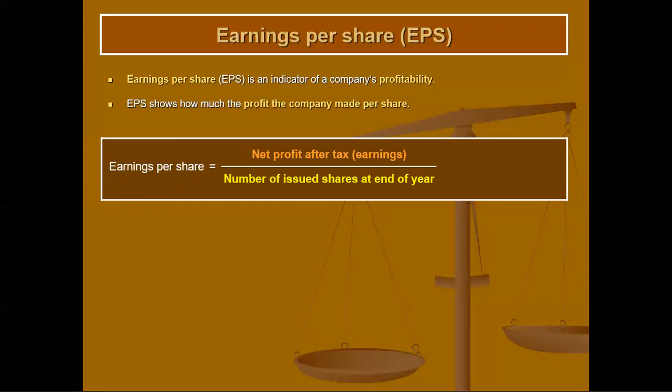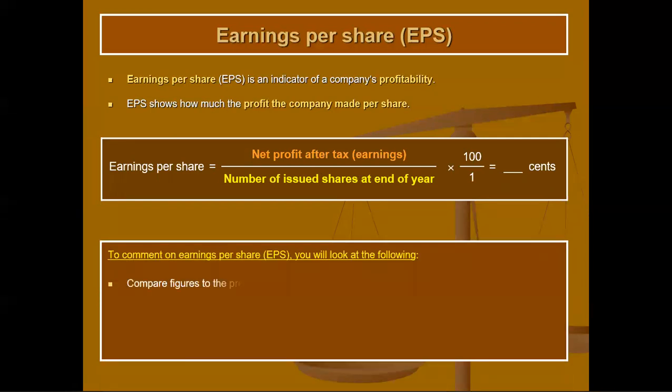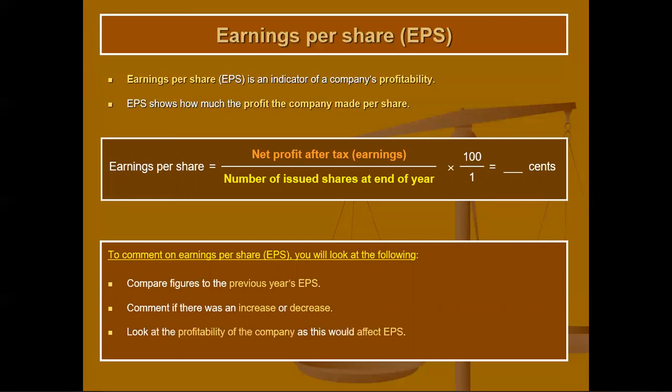You need to divide by the number of shares issued as at the end of the financial year. You multiply that by 100, earnings per share will be written in cents. Okay, how do we comment on this? We comment, as I've said, by comparing this year to the previous year, commenting where there was an increase or decrease. Look at the profitability of a company, as this will affect earnings per share.